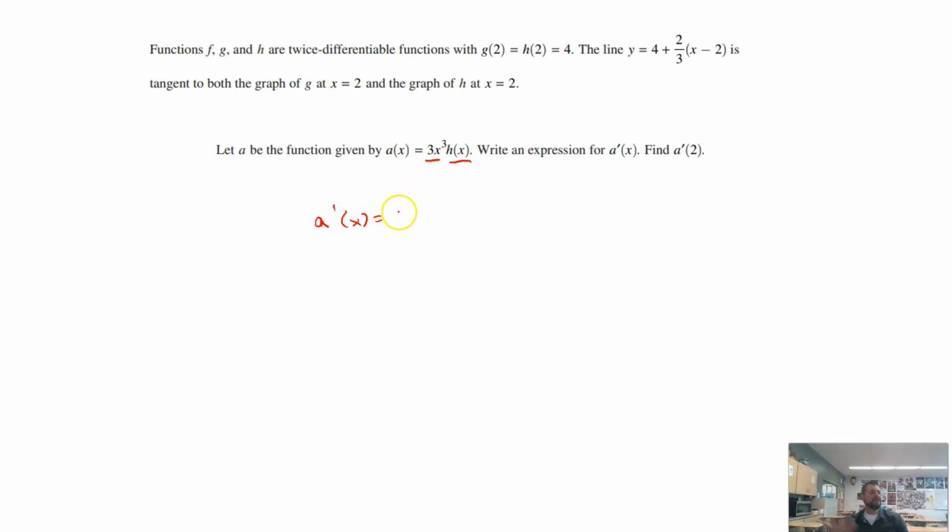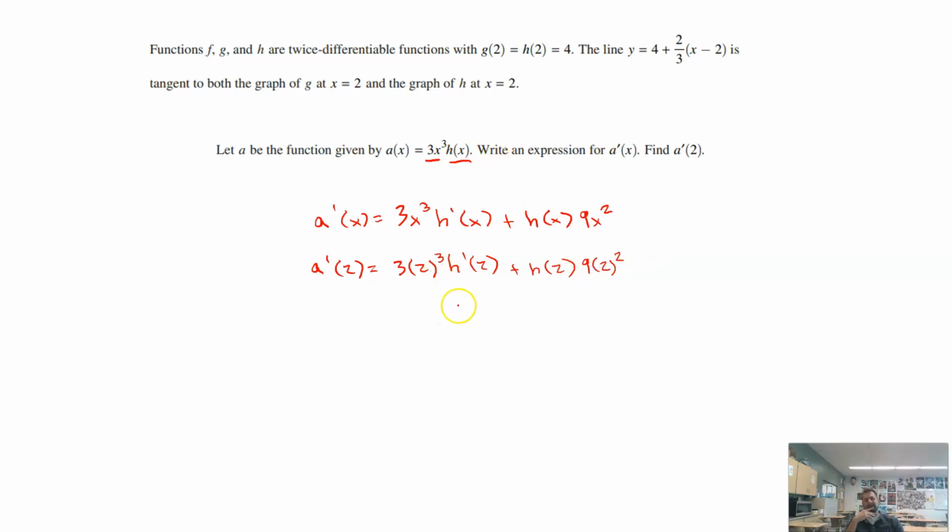Well, in order to take the derivative of this, we're going to have to use the product rule. So I'm going to have to say first times the derivative of the second plus the second function times the derivative of the first. So there's my derivative, then I want to plug in 2. So everywhere I see an x, I'm going to plug in 2. So I get 2 to the third times h prime of 2 plus h of 2 times 9 times 2 squared. Well, we found that h prime of 2, we just barely found it, is 2/3, so I'm going to put 2/3 in right there. And then h of 2, it tells us in the problem, that is 4.